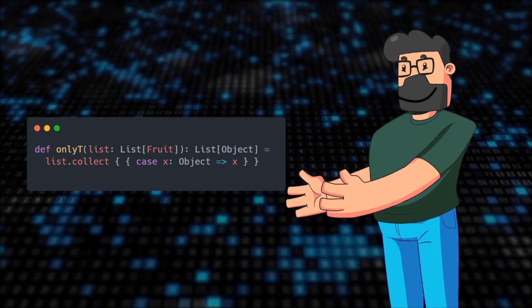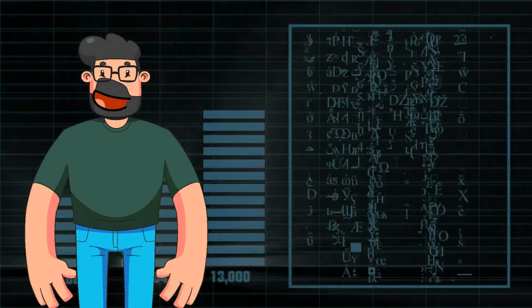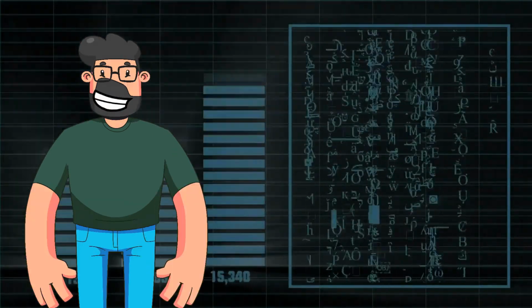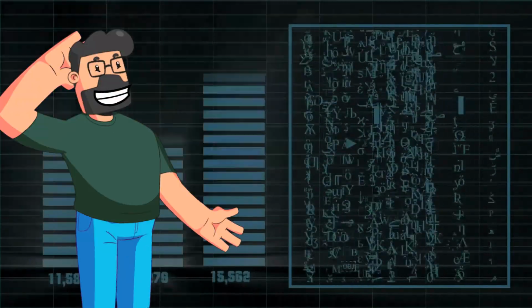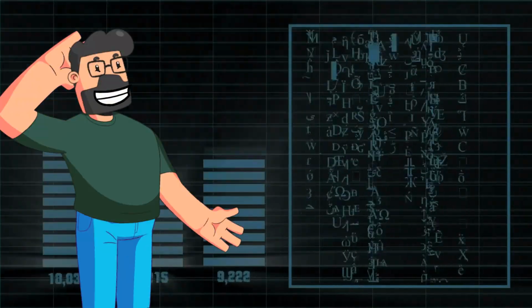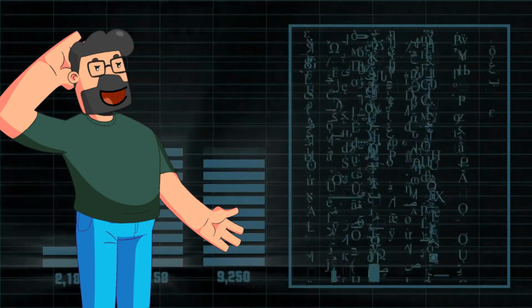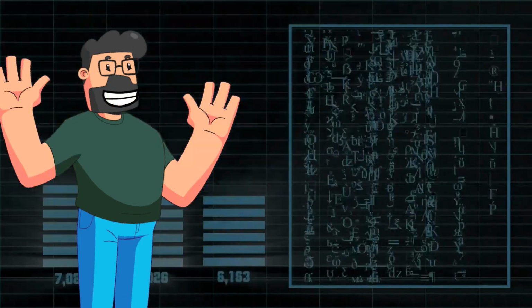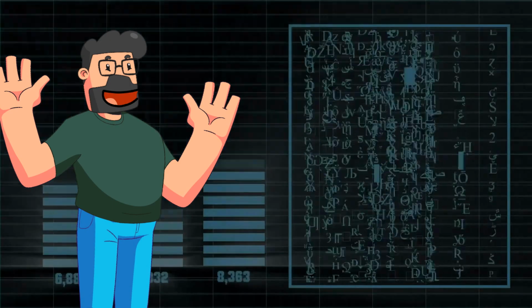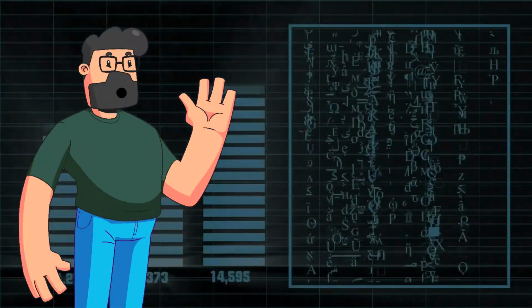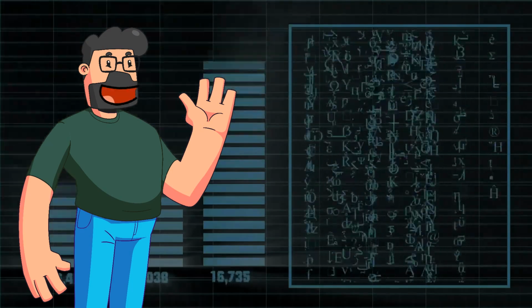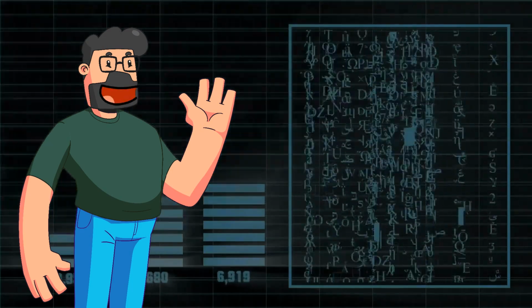In summary, we've explored a problem related to collecting specific types from a list of superclass objects in Scala. By understanding the concept of type erasure and how it affects filtering functions like onlyT, we can better comprehend why certain type declarations may lead to unexpected outcomes. Remember, paying attention to these nuances in the type system can save you from potential pitfalls in your Scala code.